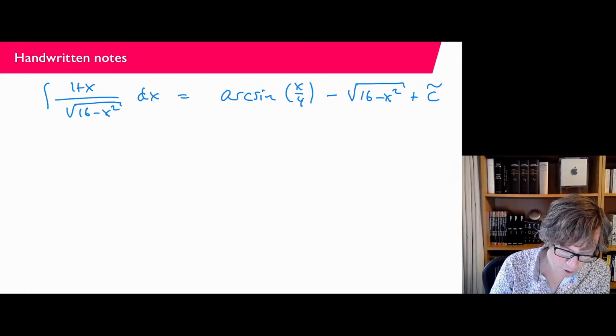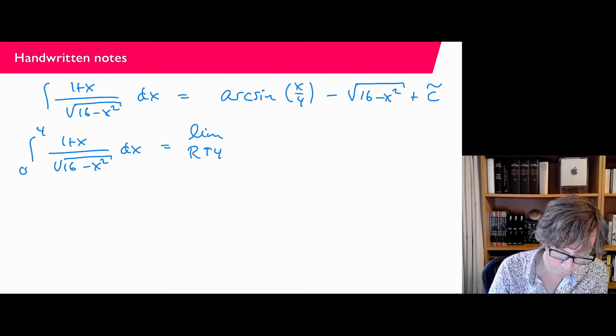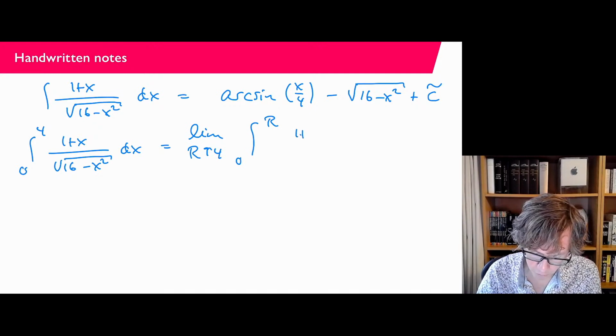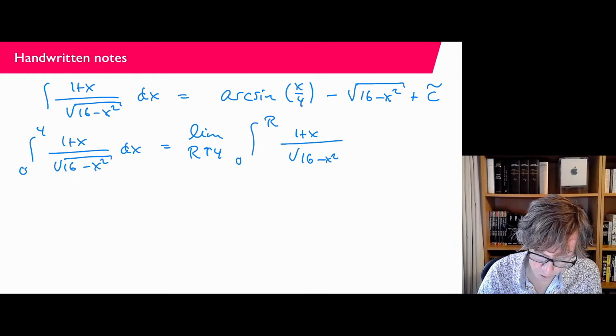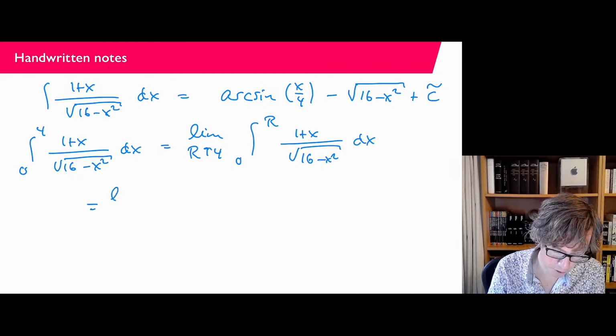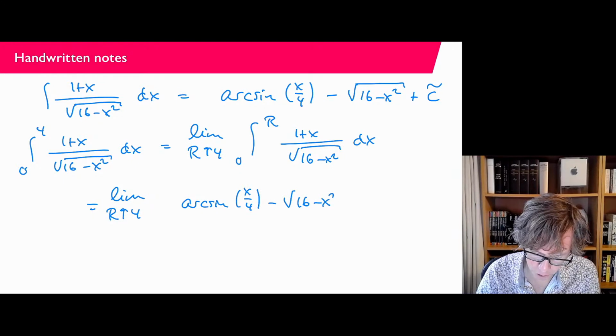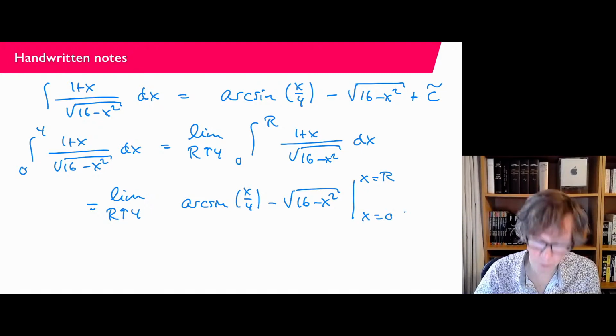Then finally, we were interested in the integral from 0 to 4 of 1 plus x over square root 16 minus x squared dx. We have replaced that with the limit, capital R going to 4 from below, of the integral from 0 to capital R of 1 plus x over square root 16 minus x squared dx. I have found a primitive function now, so this is going to be the limit, R going to 4, of the arcsine of x over 4 minus square root 16 minus x squared, evaluated between x equals capital R and x equals 0. So almost done.